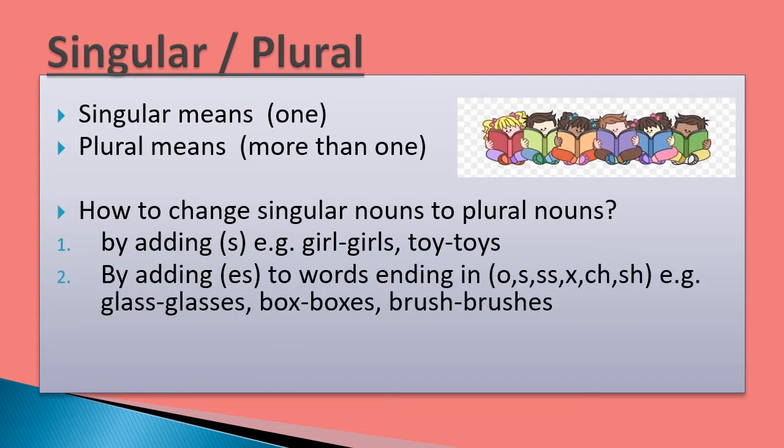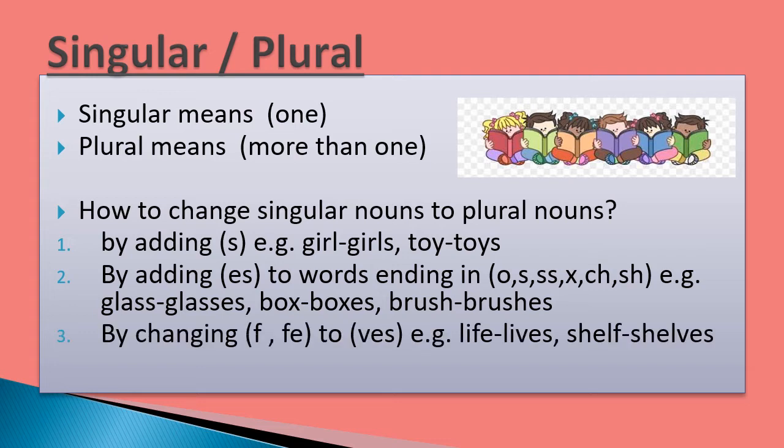Coming to the next rule. In some nouns, we have to add es in place of s to make their plural form. The words that are ending in o, s, ss, x, ch or sh, in those words we need to add es in their plural form. For example, glass, glasses. So we have s, so we add es to its plural form. Box, boxes. Brush, brushes. Mango, mangoes.